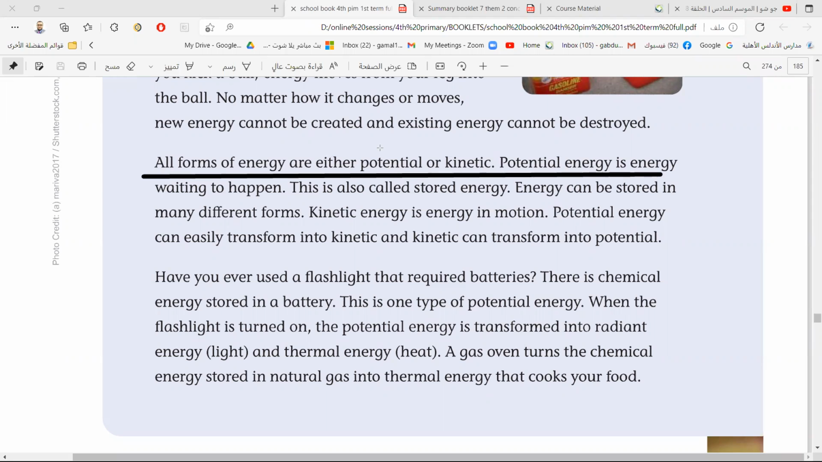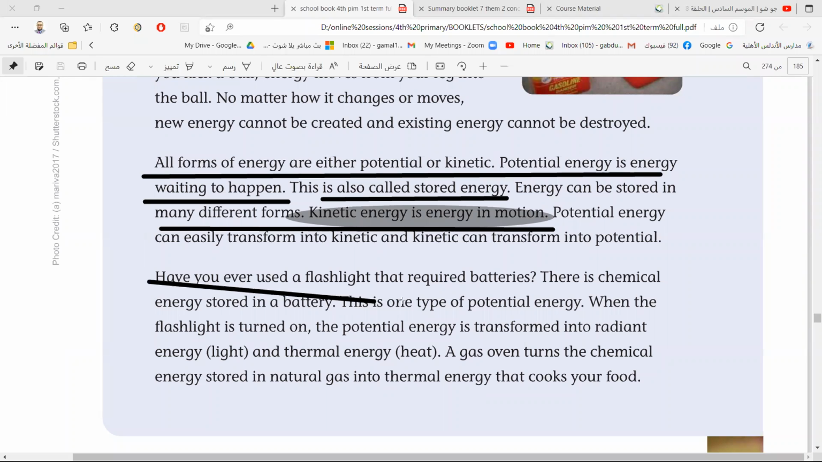All forms of energy are either potential or kinetic. Potential energy is energy waiting to happen. It is also called stored energy. Energy can be stored in many different forms. Kinetic energy is energy in motion. Energy stored is potential; energy moving is kinetic. Kinetic energy is a moving energy, and potential energy is a stored energy. Okay, very good.